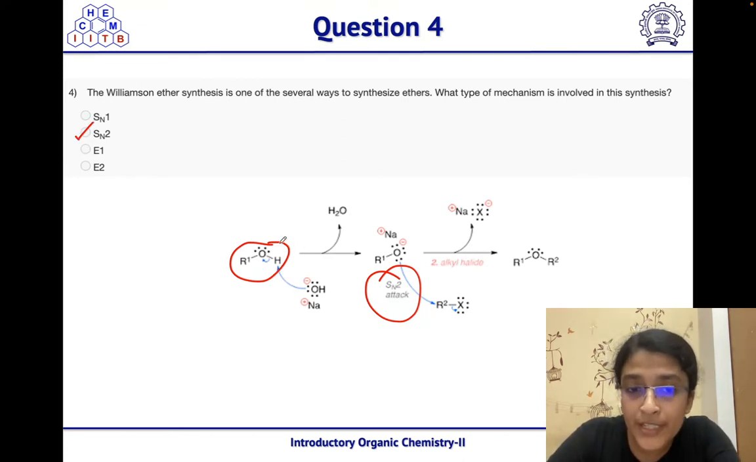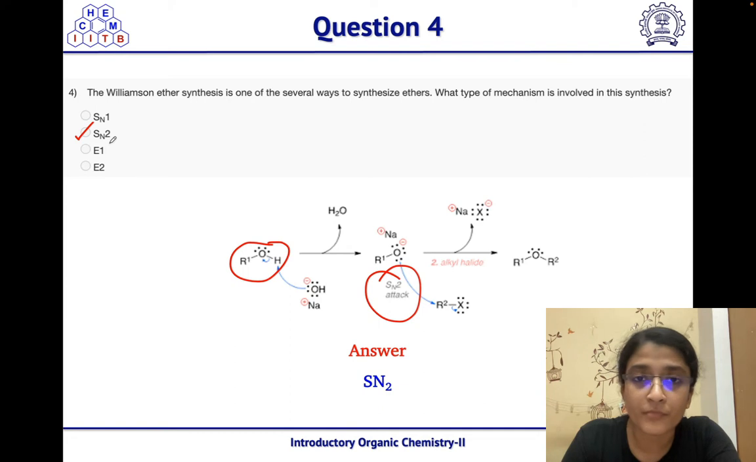Alkoxide ion will be generated in the presence of a base, and that will undergo SN2 attack on this alkyl halide, and it will lead to formation of ethers. That is Williamson ether synthesis. It is a name reaction. Is this clear? Yes, ma'am. So our correct option is SN2.